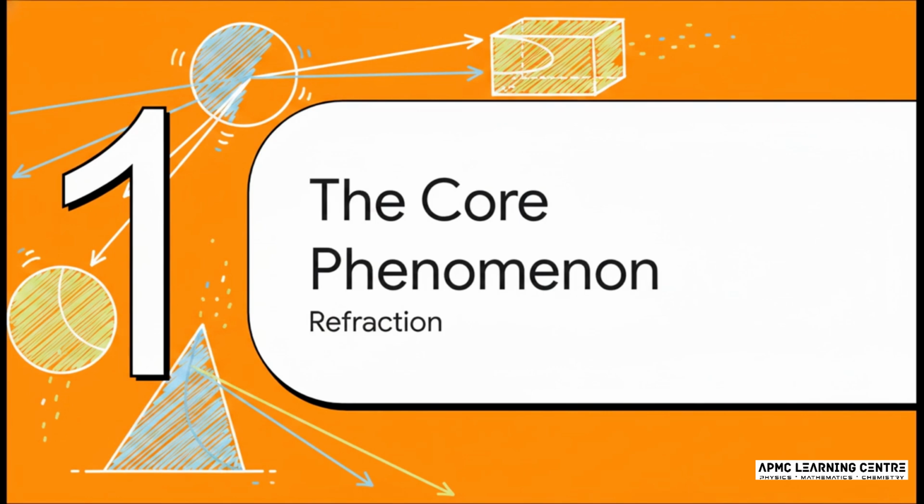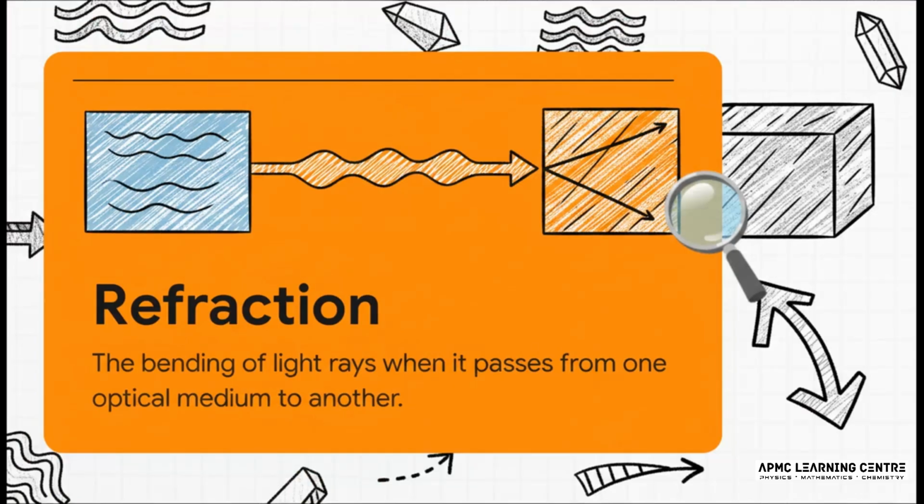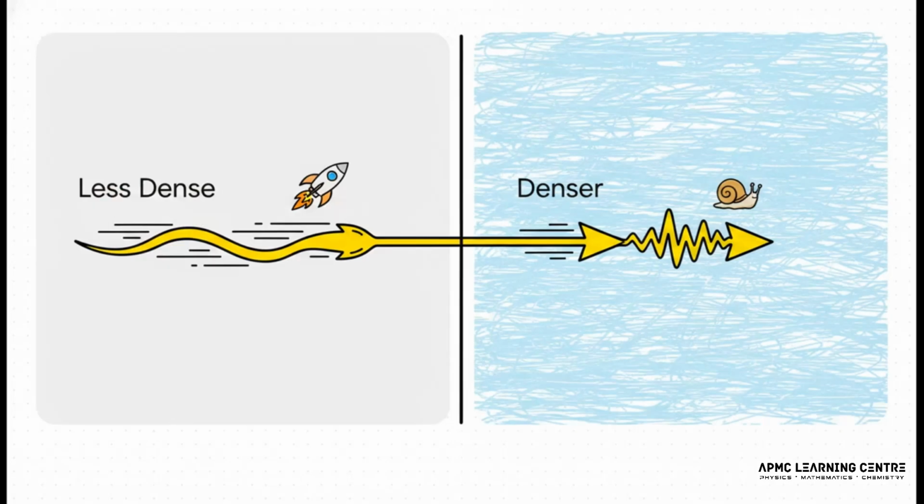Okay, so this bending action, it actually has a name. It's the cornerstone of everything we're going to talk about today. We call it refraction. So what is refraction? It's really just a fancy word for the bending of light. That's it. It happens anytime light passes from one transparent thing to another, like from air into water or from water into glass. And the reason why it happens is always the same. The light changes speed.